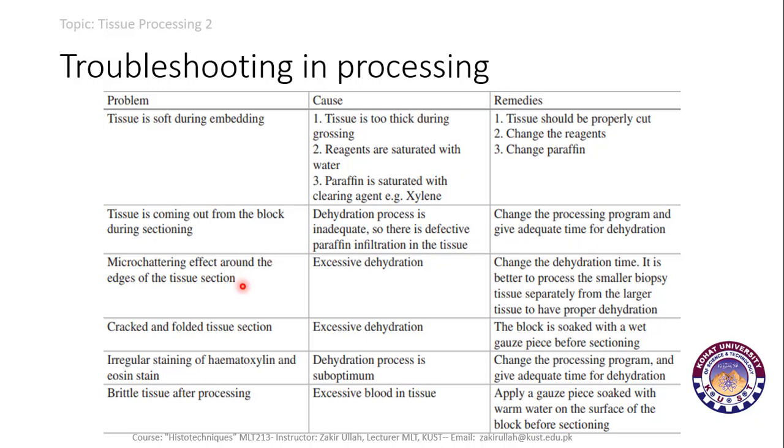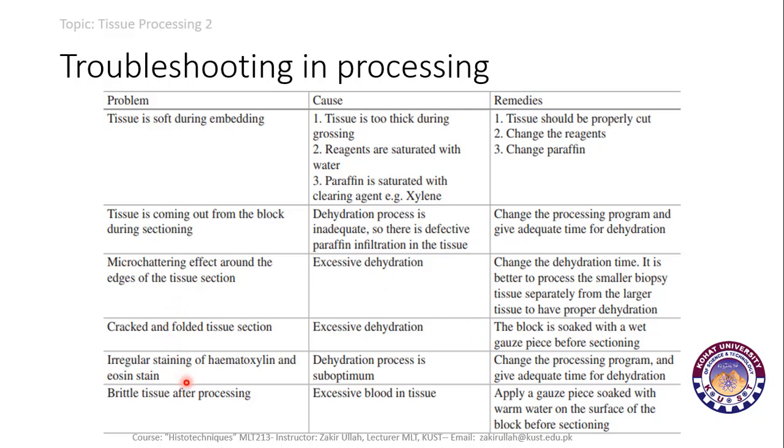The next problem is the micro chattering effect around the edges of the tissue section. This problem is created when the tissue is dehydrated more than the required time, and to solve that issue, change the dehydration time. It is better to process the smaller biopsy tissue separately from the larger tissue to have proper dehydration. And for cracked and folded tissue sections, this problem is created by excessive dehydration. So to solve that problem, the block is soaked with a wet gauze piece before sectioning.